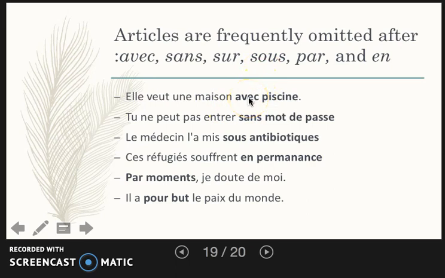And here's just a few examples. She wants a house with a pool. "The pool" is what we normally say, but here we just need "with pool." You can't enter without a password. Notice we don't need "a." "Sans mot de passe." The doctor put him on antibiotics, but in French we say "under antibiotics." And again, this is a very interesting expression. These are common expressions, and you're going to hear them. And so if you don't know them now, that's fine. You can pick them up slowly later.